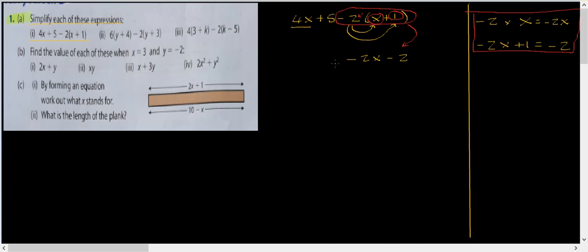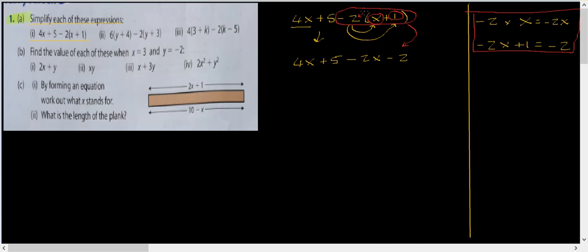So it's going to be 5 plus 4x. All I've done is bring these down here. So we've taken this expression and removed the brackets. Essentially what we're doing is simplifying it.